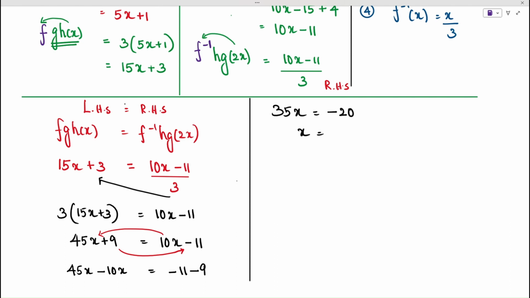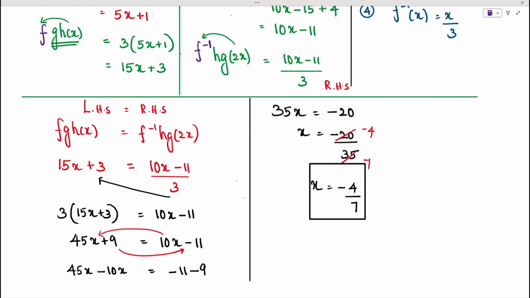x is equal to minus 20 over 35. And from here, we can simplify our fraction down. We can take out our common factor of 5 here. So we're left with x is equal to minus 4 over 7. And this is the value of x that fulfills the equation we have.